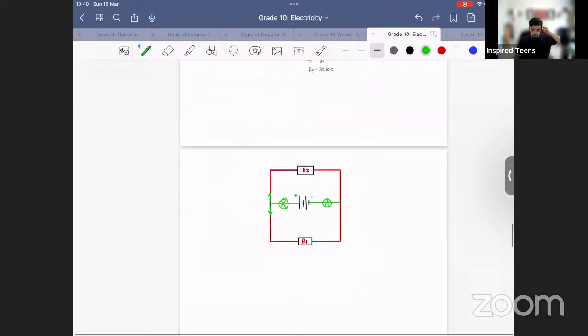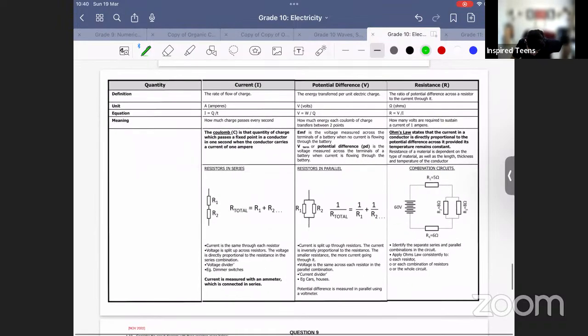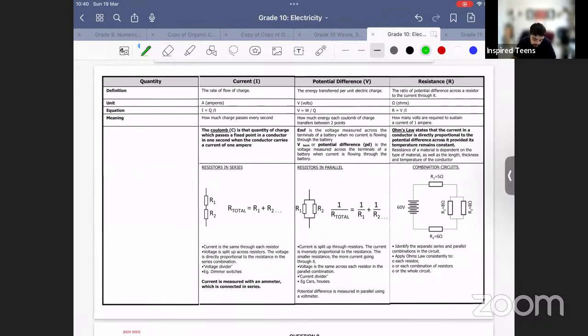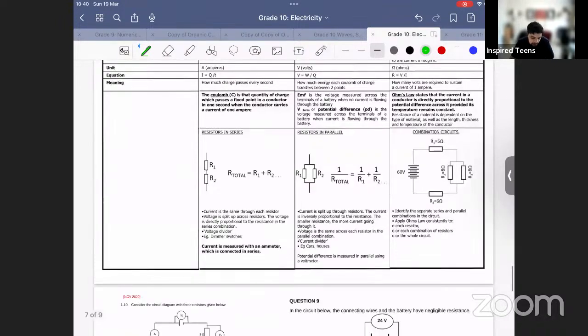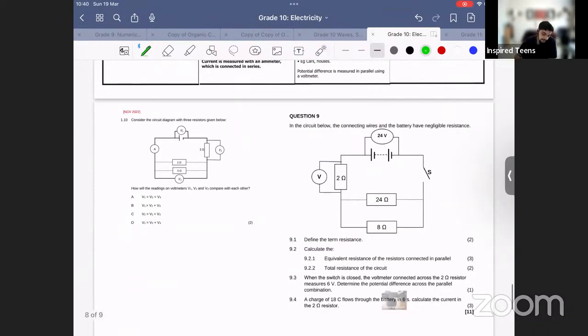Okay, so let's go ahead and do a question. This is a summary, by the way. I don't know if I went through it, but you can go through it. It's a summary of a few things: current, units, the equations, the meaning, and then some diagrams explaining series and parallel circuits and combinations.